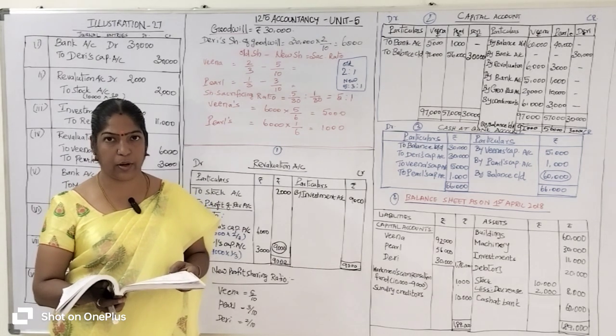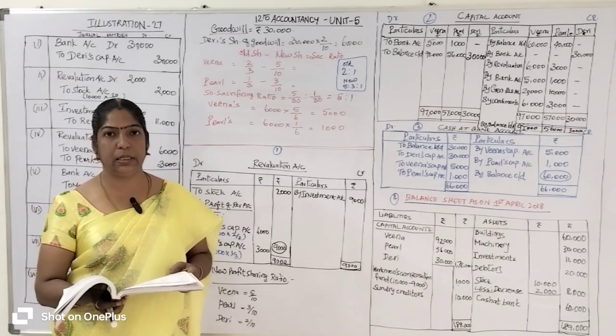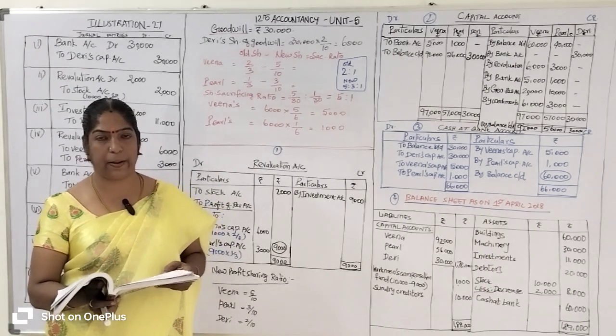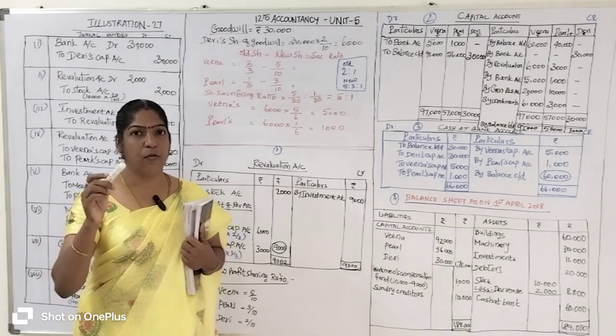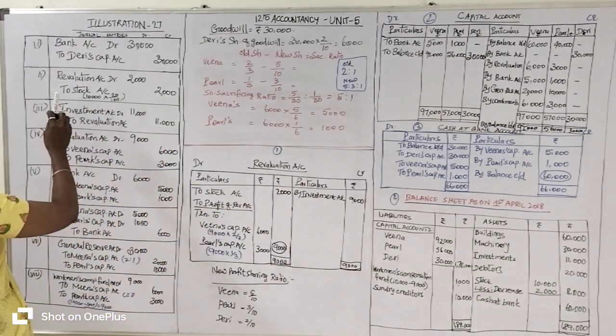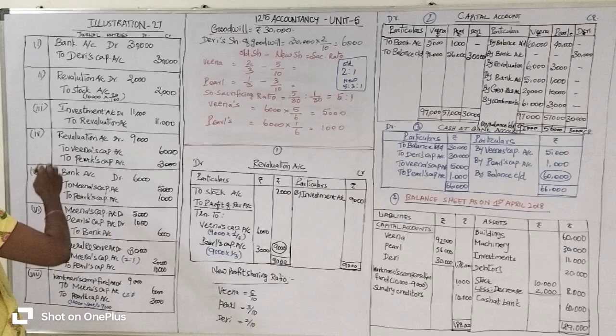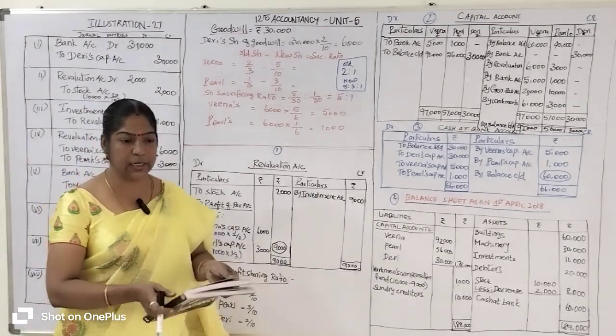Derry is a new partner. At the time of admission, Derry brought 30,000 rupees capital. So cash comes into the business in the name of capital. What is the journal entry? Bank account debit 30,000 rupees to Derry's capital 30,000 rupees, we enter.